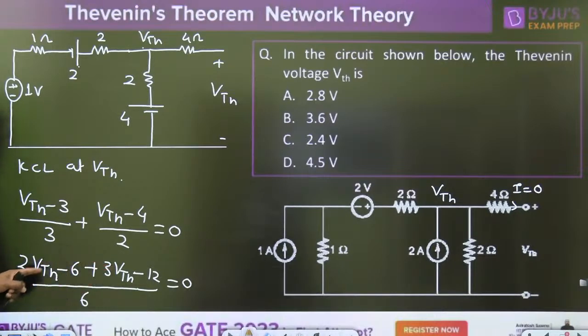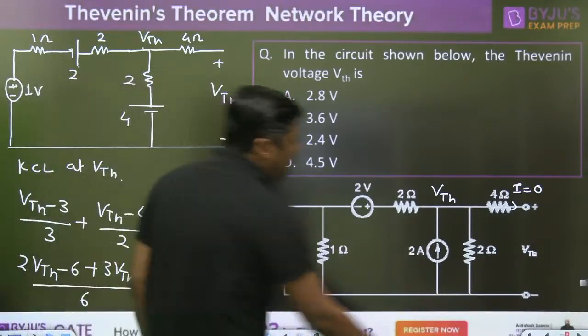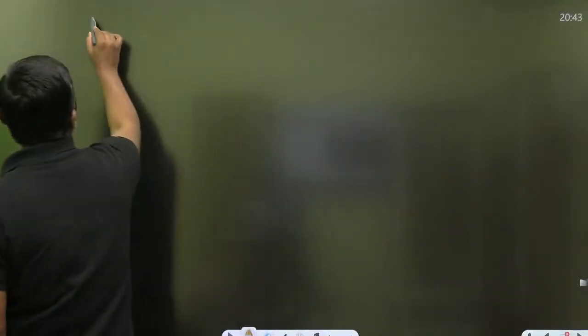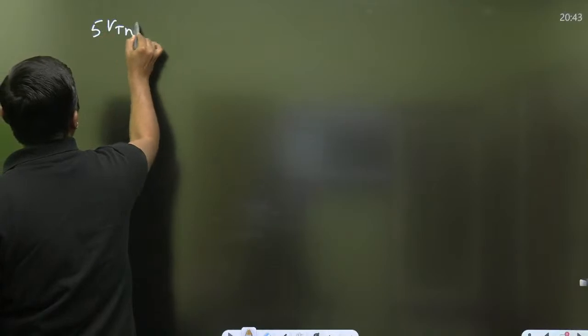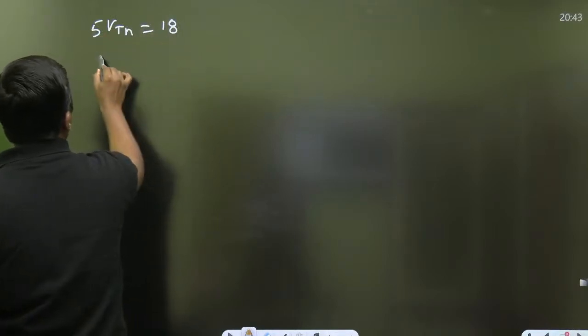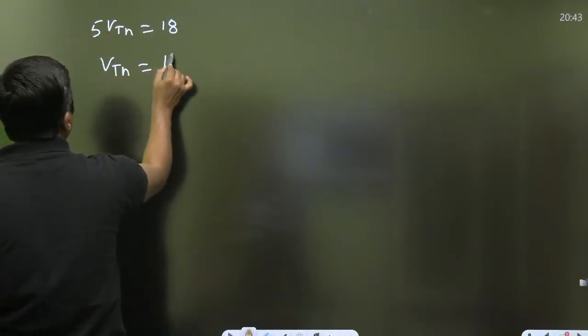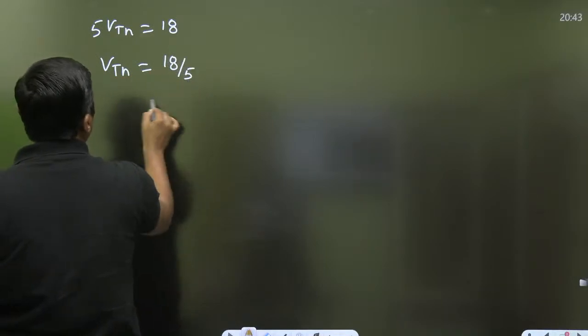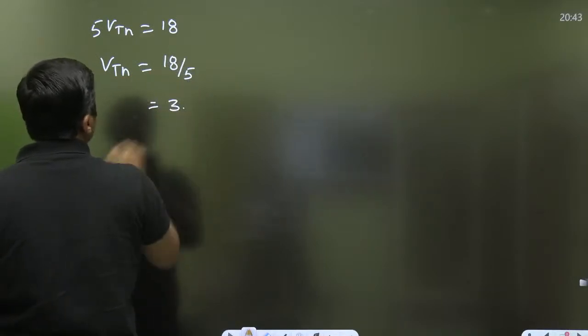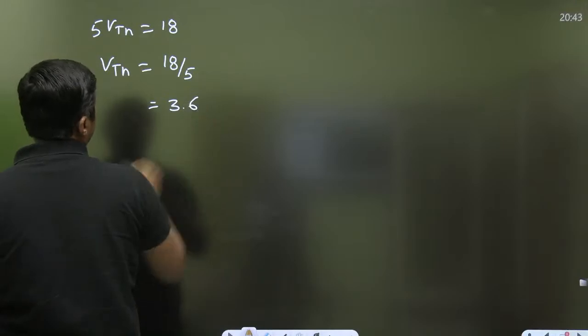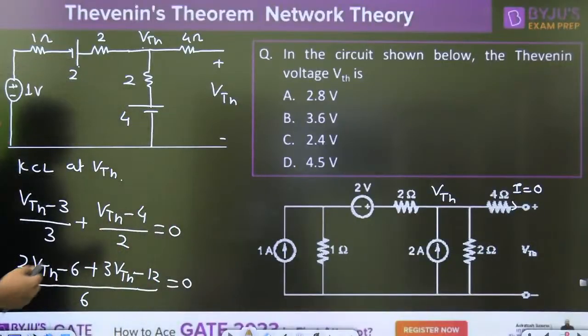That is 18, and that is 5. So 5 VTH is equal to 18. If 5 VTH is equal to 18, what is VTH? VTH is equal to 18 divided by 5, that is nothing but 3.6.